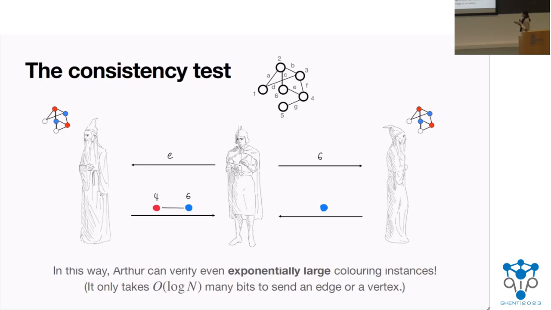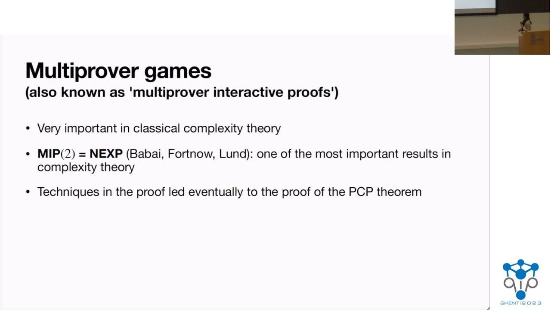Using this sort of protocol, notice that Arthur can verify even exponentially large coloring instances. That's because it only takes about log n bits to send an edge or a vertex, where n is roughly the instance size, the size of the graph description. And by verify here, I mean verify whether it's satisfiable or far from satisfiable. So let's pretend that the gap is constant. We have the classical PCP theorem to help us do that. Okay, so that's a multi-prover game. It's very important in classical complexity theory. MIP equals NEXP is one of the most important results, and the techniques in that proof eventually led to the proof of the PCP theorem.